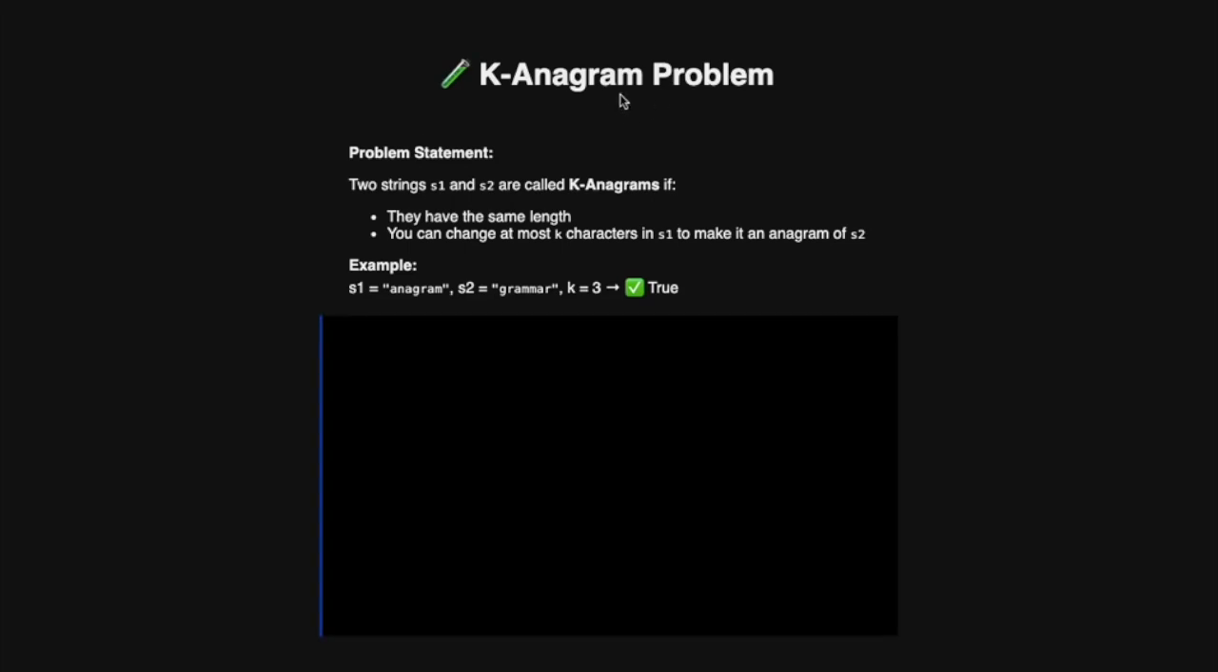All right, so let's see this particular problem now, the K-anagram problem. In this problem, we are given two strings S1 and S2, and we need to find out if these two strings are K-anagrams of each other or not. And how do we define a K-anagram?